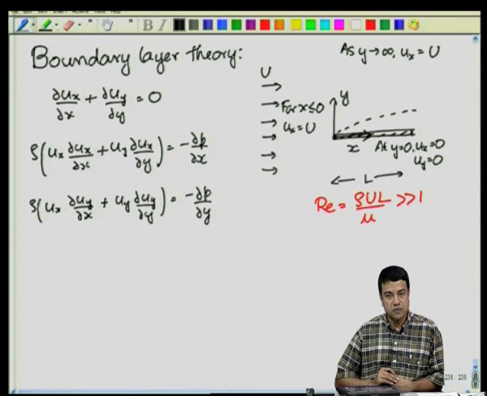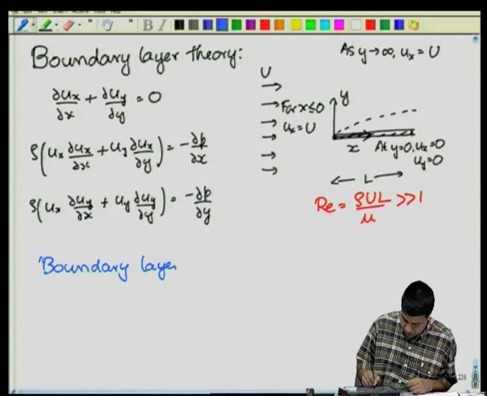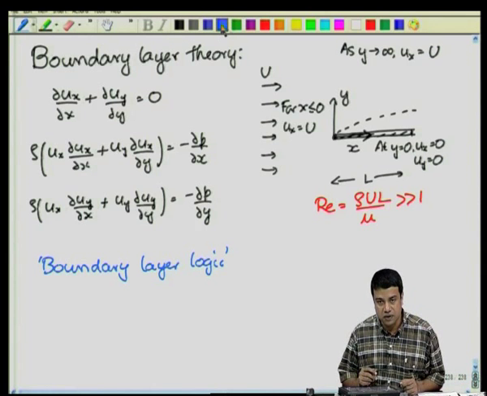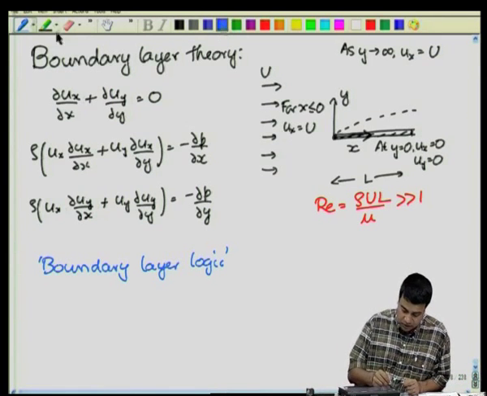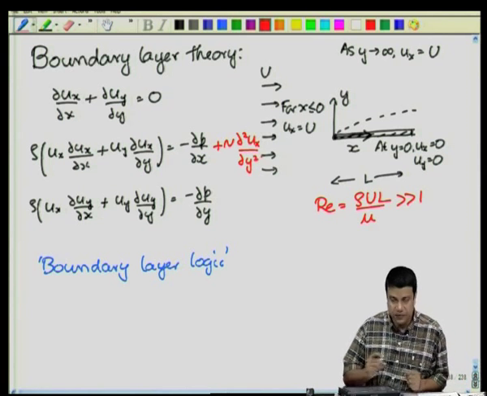This boundary condition was brought in as follows. We used what is called the boundary layer logic. If I included the diffusion term in this equation, plus nu partial square u_x by partial y square.